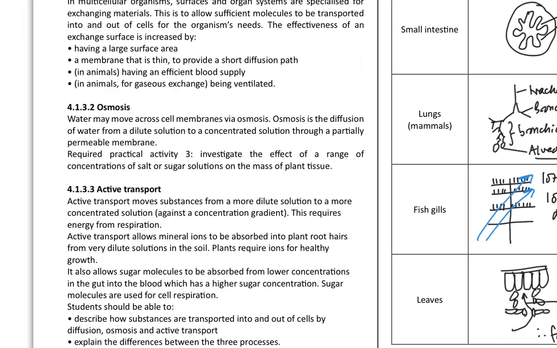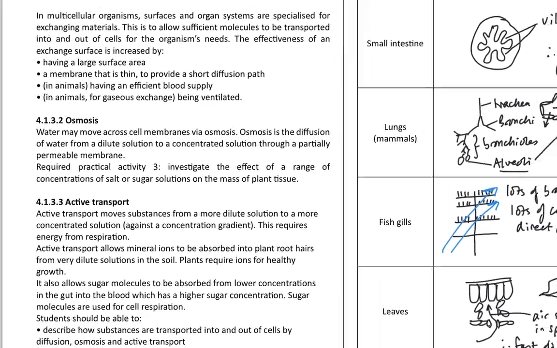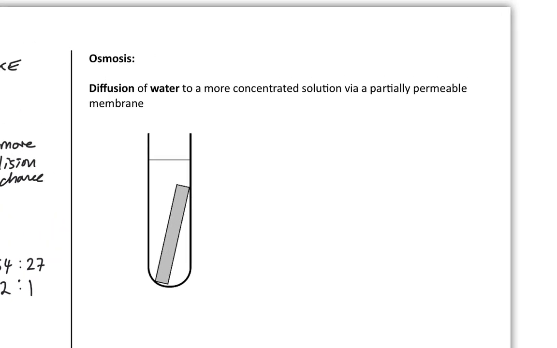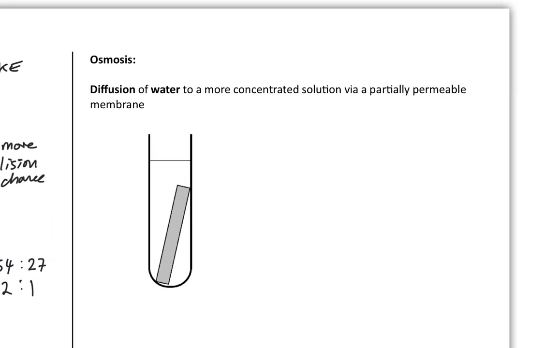Again, the aim of this isn't to teach everything perfectly. It's to set out things that you might want to add a bit more to. Otherwise, it'll take forever. Next is osmosis and active transport. I put the definition here. Just learn it. There's three marks for this definition.